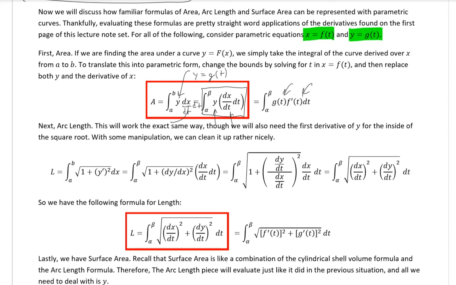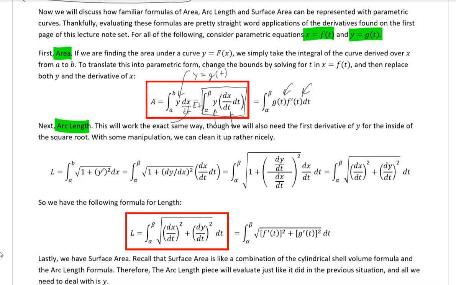Relatively straightforward. That may require some manipulation, particularly partial fractions. This should look like a partial fraction, not partial fractions, by parts, because we have a multiplication of two functions, so you might need to do that, but take it however you need to. So that's how you find area.